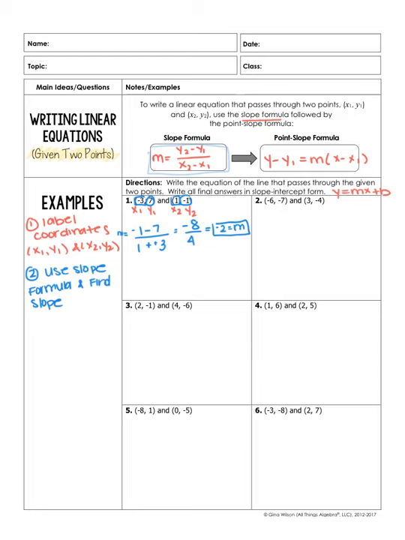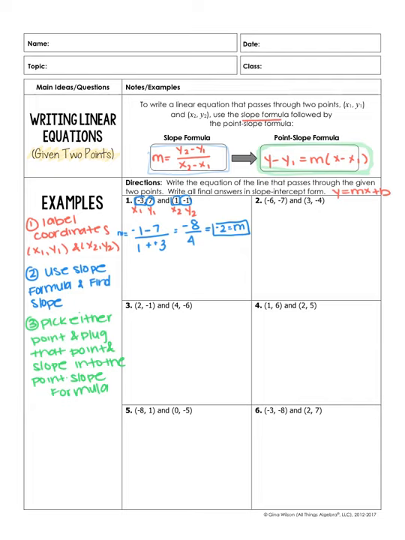Your third step will be to pick either point. It doesn't matter which one you pick. And plug that point and the slope you just found into the point slope formula. And again, we wrote the point slope formula up here in case you don't remember what that is. All right, so it really does not matter what point you pick to put in, I promise. Let's just pick the first point, it really wouldn't matter. You will get the same answer regardless what point you pick.